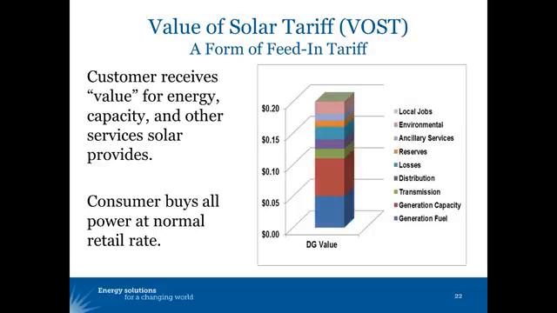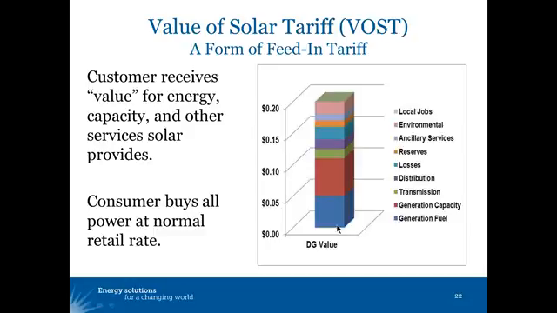A value of solar tariff is one that is calculated based on what is the value that solar energy brings to the utility system and its customers and its community. The customer receives the value for the energy, capacity and other services that they provide, and the customer separately can buy all of their power requirements at the normal retail rate. This has been implemented in Austin, Texas. It has been adopted by the Minnesota Commission as an alternative available to utilities, an alternative to net metering tariffs, and is certainly under consideration in a number of other places right now.